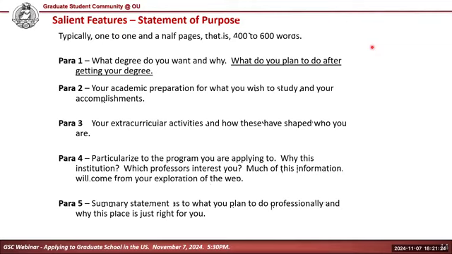You could say, I want to go to industry. You could say, I want to be a professor. I want to work for the government. It doesn't matter what it is, but you have to express a goal that communicates to the people looking at it that, hey, guess what? You're going to be a productive individual who's going to contribute to the well-being of society one way or the other. In the second paragraph, you focus on your academic preparation for what you wish to study and your accomplishments.